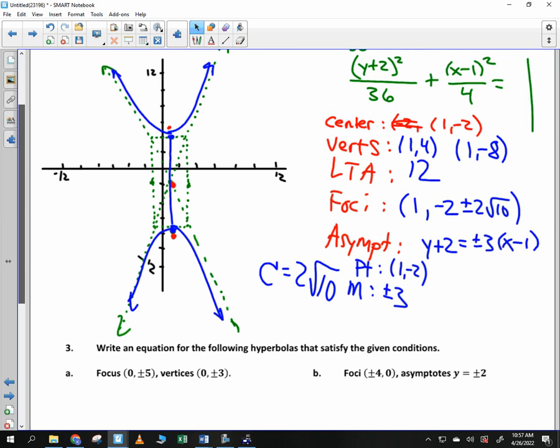So my center is 1, negative 2. So over 1, down 2, right? So then my y value for my box is 6. So I go up 6. So from negative 2, if you go up 6, you get to 4. If you go down 6, you get to negative 8.